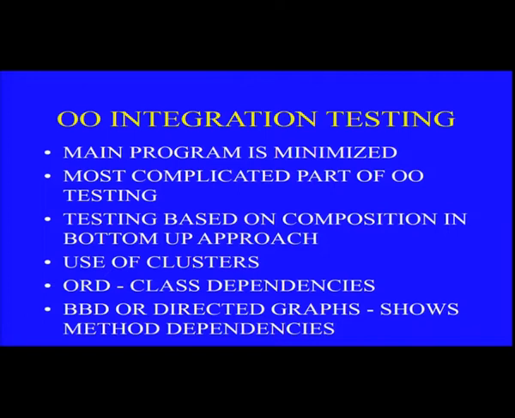Main program is minimized, most complicated part of the OO testing based on composition in bottom up approach. So, you see the point is the main program is just a list of objects, it is just that minimal. The main program simply tells that this many objects will have to come together, you name the objects, put them together, it works. This is what I have been talking about as a simple language design called Smalltalk.